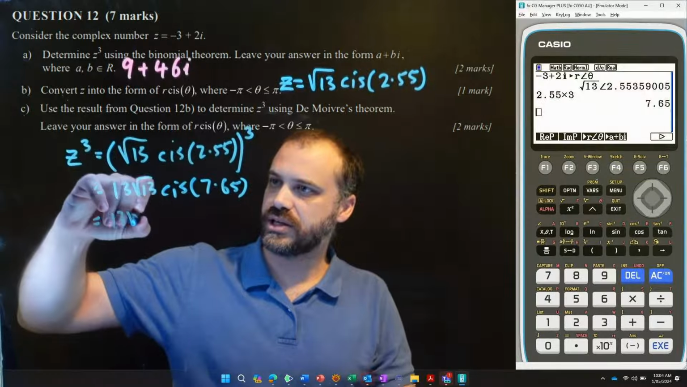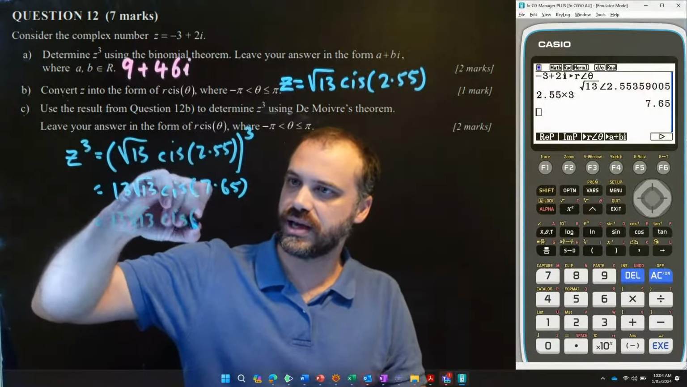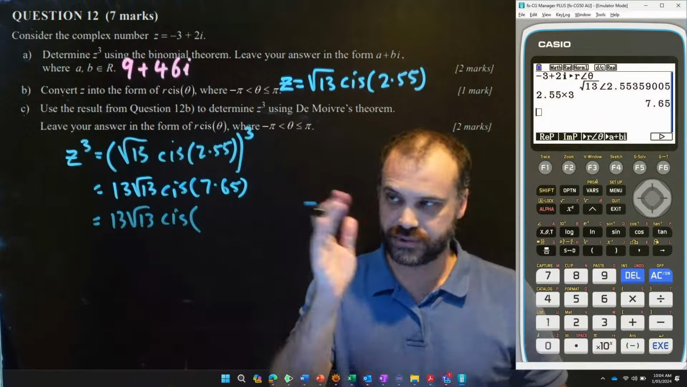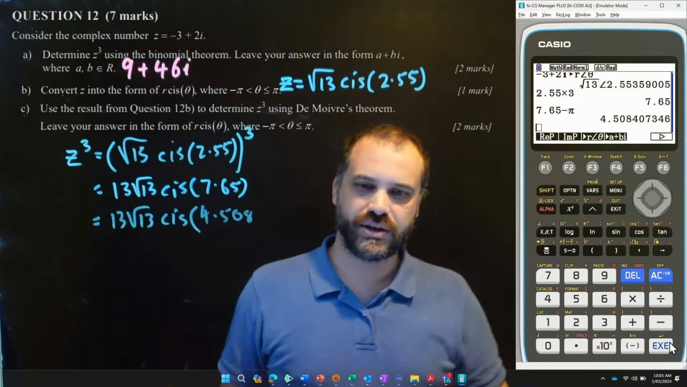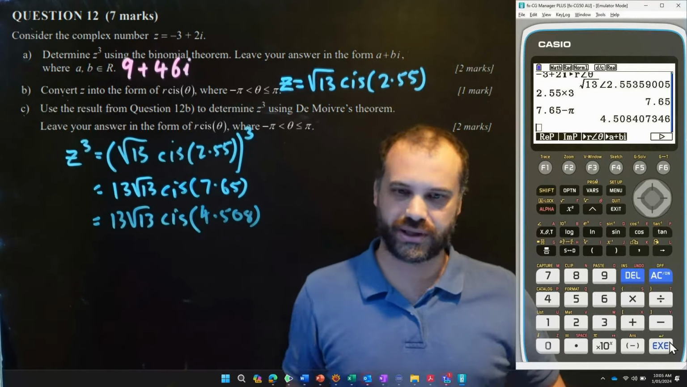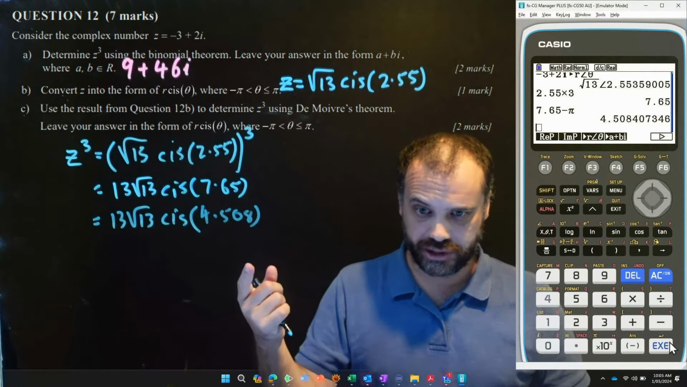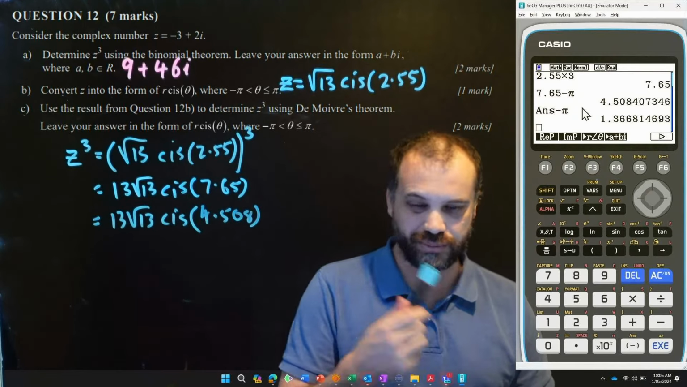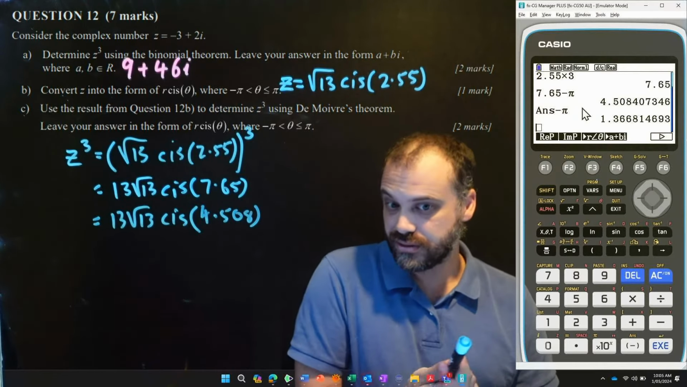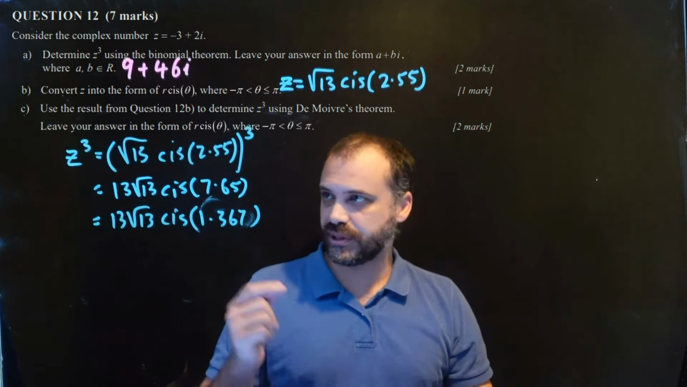So let's do 13 root 13 cis and then subtract pi from 7.65. That's 4.508, which I'm still not happy with because that's still more than pi. And if I do it again, I get 1.366, 1.367. Now, I'm very confident with that answer, but let's say I wasn't.